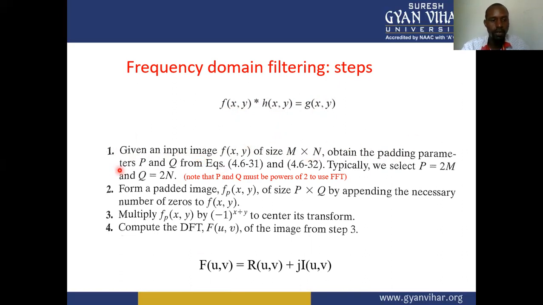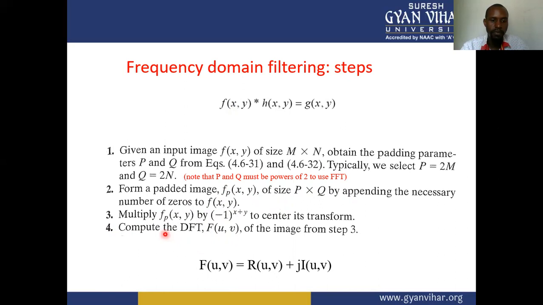The padding parameters P and Q come from this equation. We select P equal to 2M and Q equal to 2N, where P and Q are powers of 2 when you use the Fourier transform filter. From the padded image, we get fp(x,y), the padded image in x and y coordinates, of size P times Q. So we append the necessary number of zeros to f(x,y). Then we multiply the padded image by (-1)^(x+y) to center its transform.